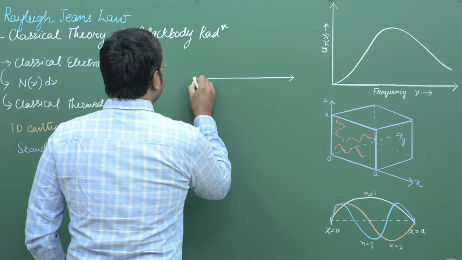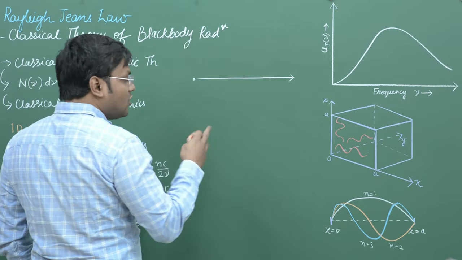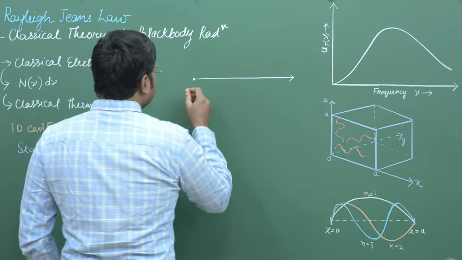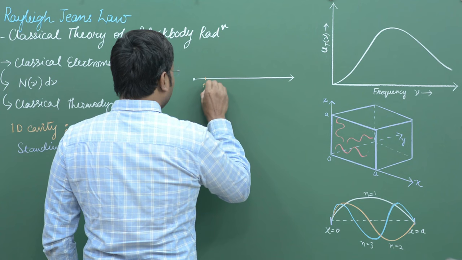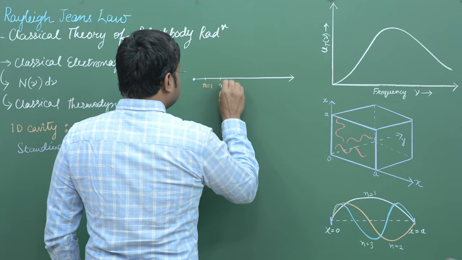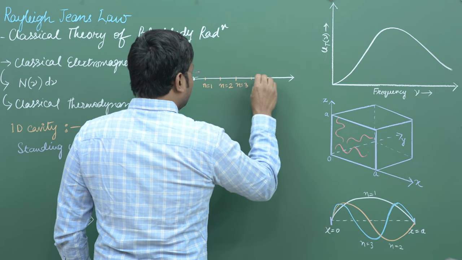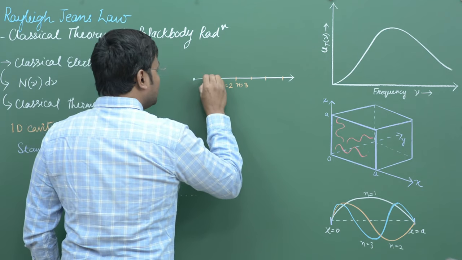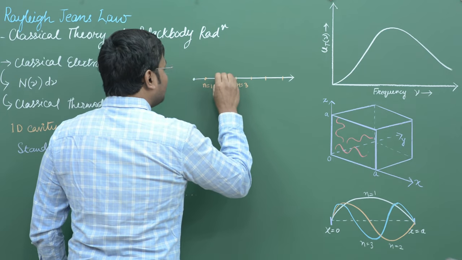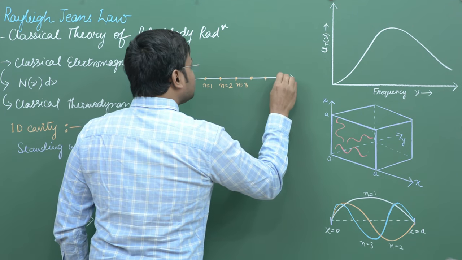Let's suppose this is an axis and the origin is n equal to 0, which obviously does not associate with any kind of wave, but then we have n equal to 1, then n equal to 2, n equal to 3, 4, 5, 6, and on. So let's suppose in this number line or axis, you have these points, and every single point corresponds to some allowed value of n.